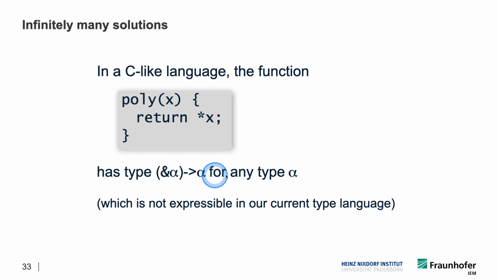And that is for any type alpha, right? So this could be of type int, could be some other pointer type. It doesn't really matter. But this is not really expressible in our current type language. So that would again need some extensions.